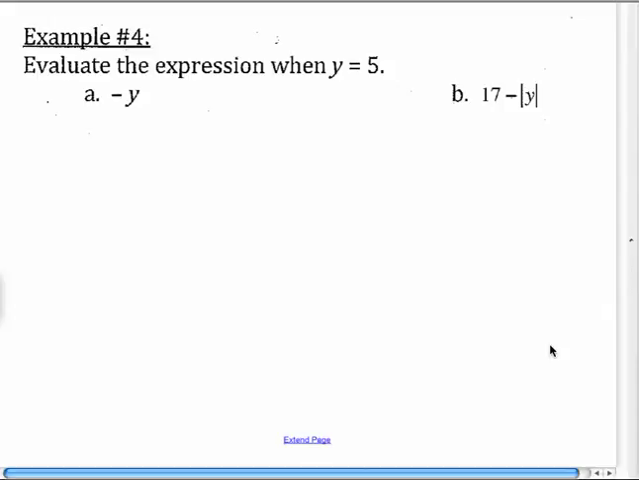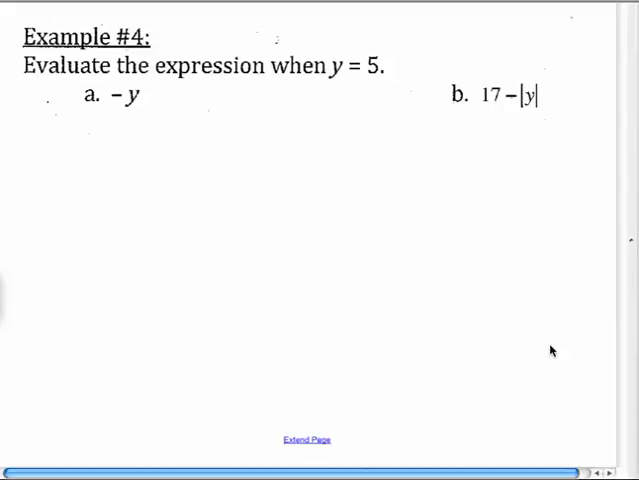Plug in and simplify. When I see the word evaluate, I need to start looking for the value of the variable. They're going to give it to me. y equals 5. Oh, good. And Kai said, well, plug that in and then evaluate it. Well, let's see what happens.